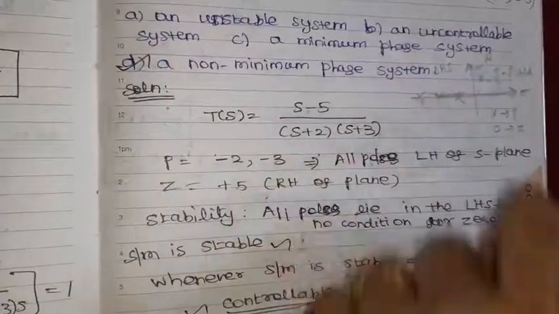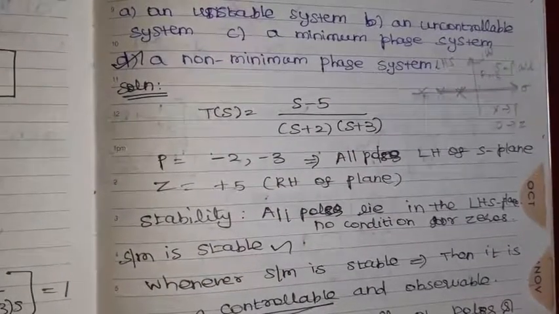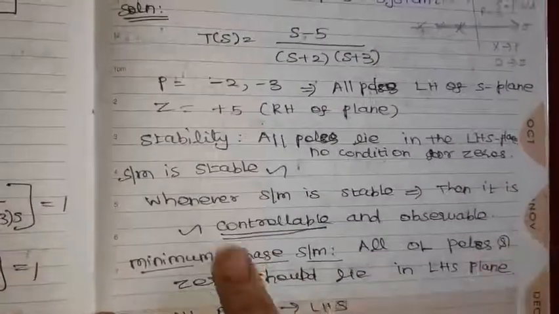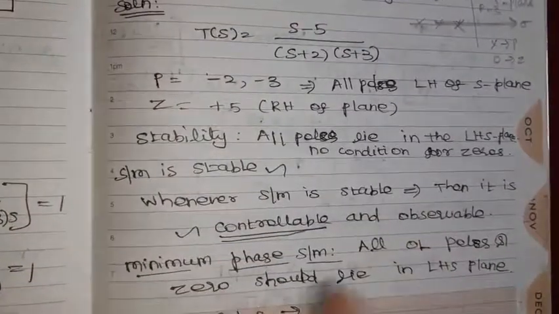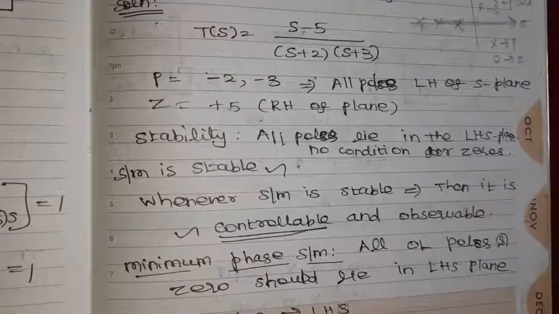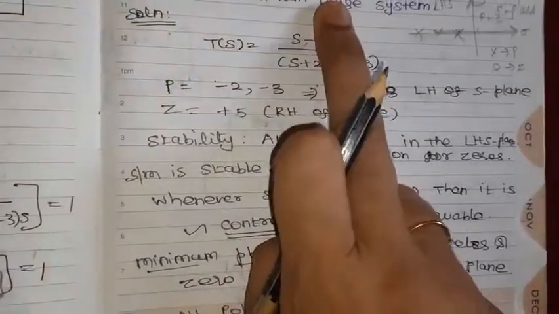Next, what is an uncontrollable system? Before knowing uncontrollable, we need to know what is controllable and observable. Whenever the system is stable, then it is said to be controllable and observable. So the stability condition is enough to find out whether the system is controllable or not.